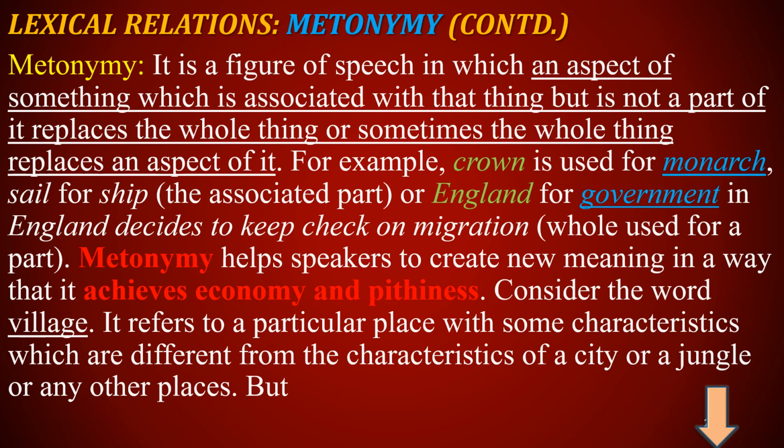For example, you might use the word light while you mean lighter or match. So you might, for example, say, do you have a light? By which you mean, do you have a lighter? Because you want, for example, to smoke a cigarette. Or, for example, crown can be used for monarch. Or, for example, sail for ship. An example for crown being used for monarch is, for example, he is a minister of the crown.